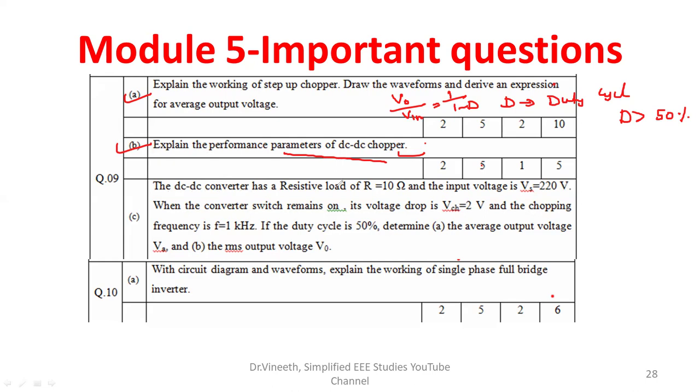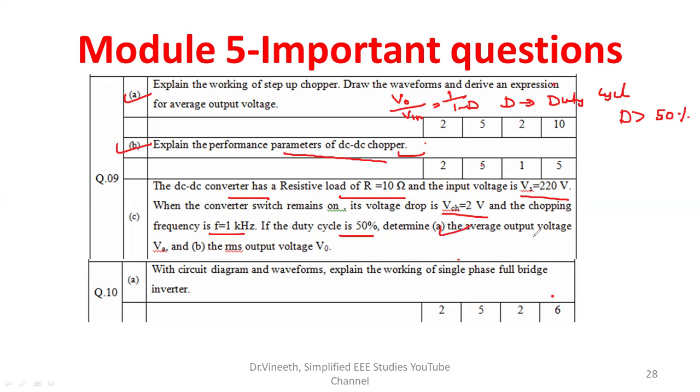So there is one numerical example related to DC-DC converter. So we connected a DC-DC converter with a resistive load. Input voltage is given. Then the voltage across the switch, that is also given as 2 volt. Then switching frequency is given like 1 kilohertz. Duty cycle is 50%. So you need to determine average output voltage. Okay. Then RMS voltage also you are supposed to determine. Okay. It is very simple. So you can use the direct formulas.